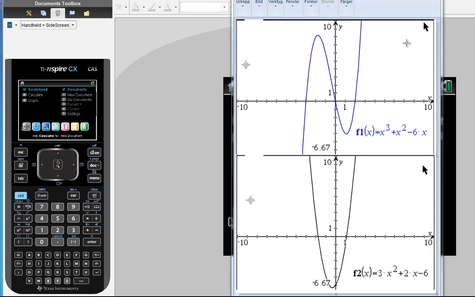Let's see if we can discover the connection between the function and its derivative. So the blue graph up here is the curve of the function x^3 + x^2 - 6x. And the black curve down here is the derivative of this function. So the derivative of this function would be 3x^2 + 2x - 6. Okay.